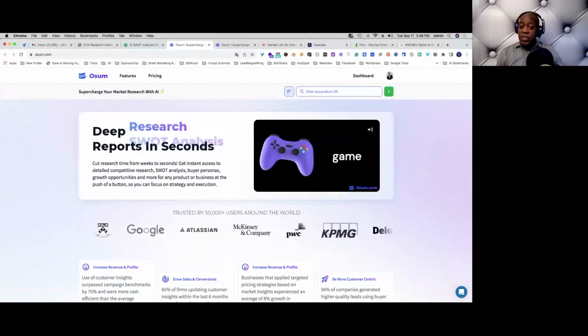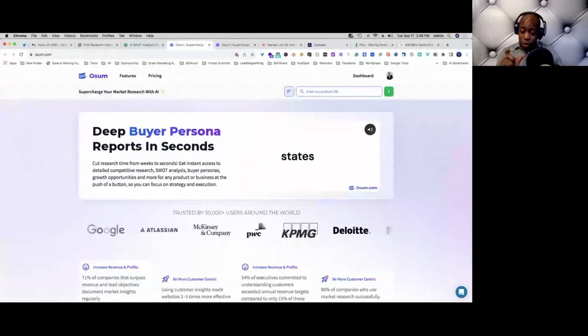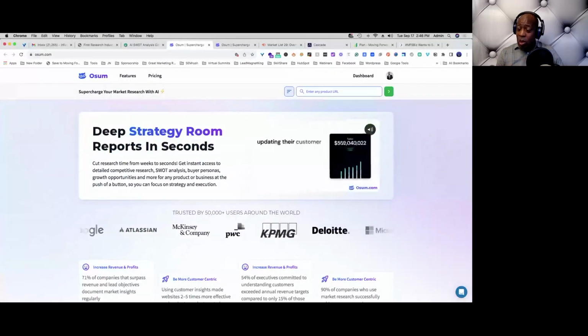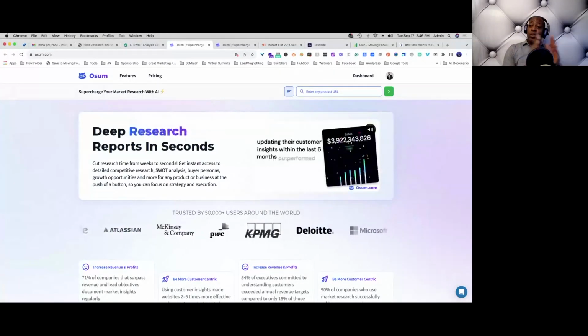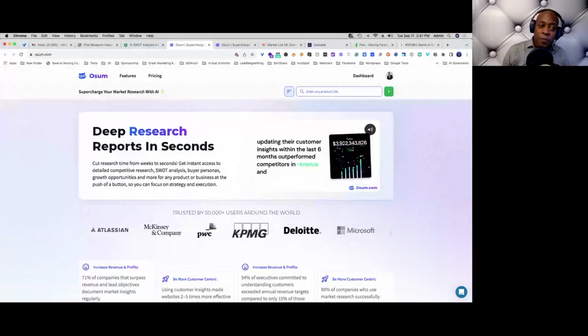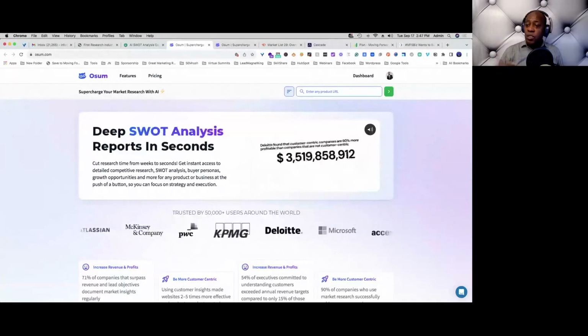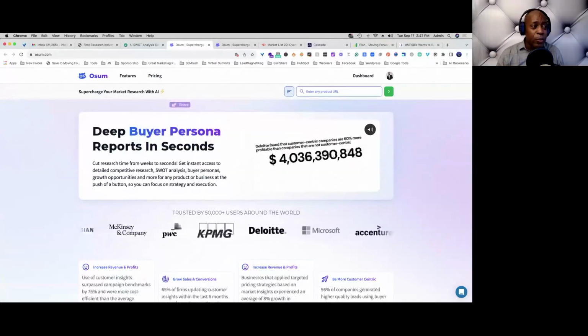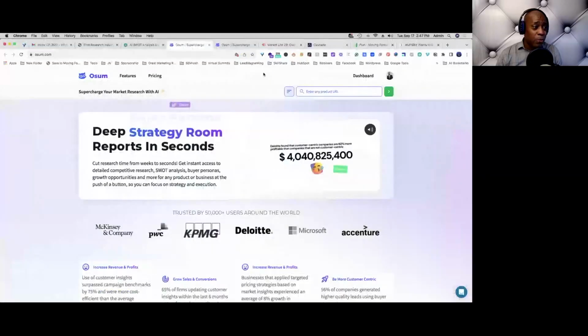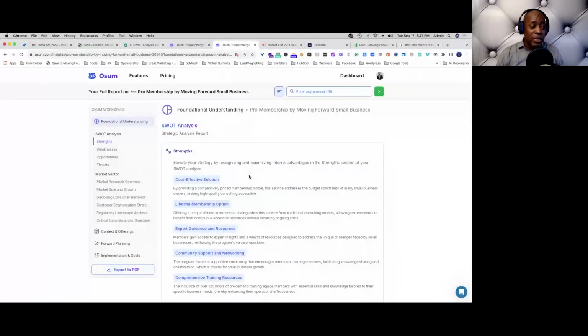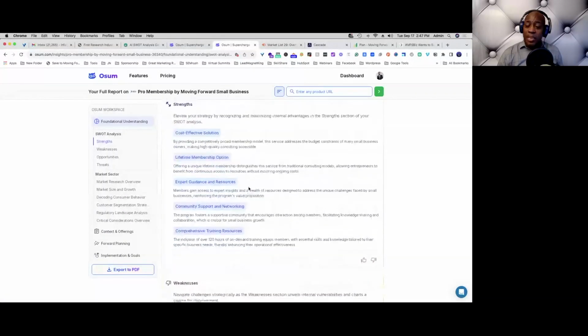You do have a 7-day free trial, so you could test it out on a single product. You could drop a single product URL in it, or you could also test it out on your whole website. So you do need to feed it something for it to start to work. And then when you do, here's what it looks like. And this is where your mind gets blown. It immediately does a SWOT analysis for you based on the URL.